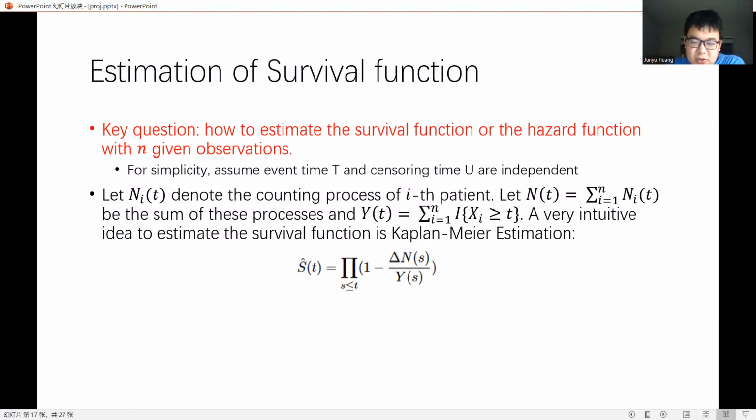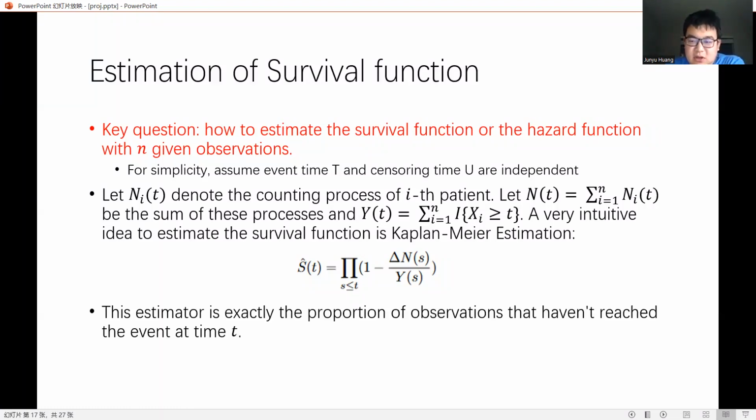A very intuitive idea to estimate the survival function is the Kaplan-Meier estimator, which is the product of 1 minus delta N(s) over Y(s). The delta N(s) over Y(s) is just the proportion of patients that experience the event at time s. So 1 minus that is the survival proportion. When we have this product, this estimator is exactly the proportion of observations that haven't reached the event at time t.